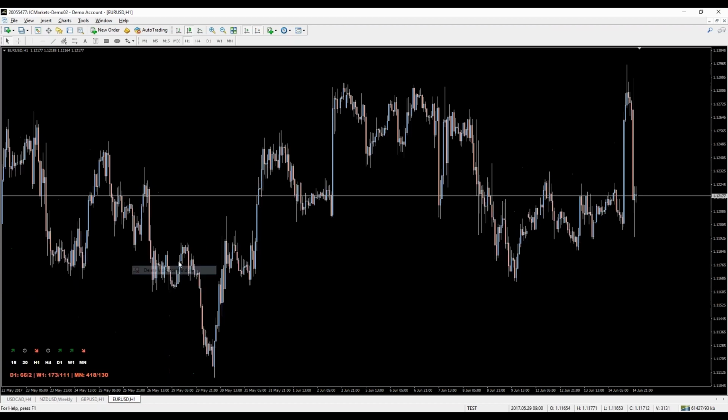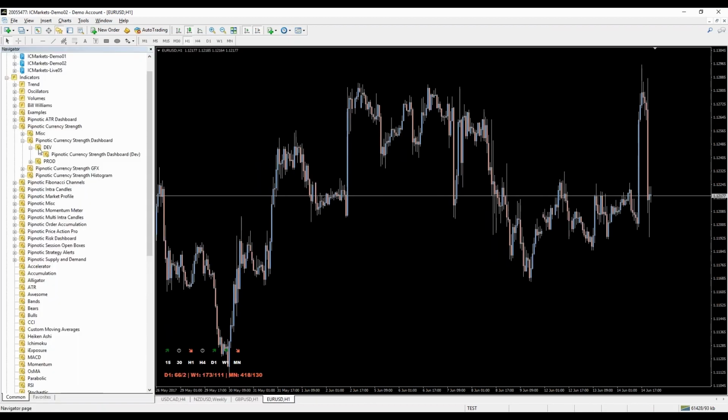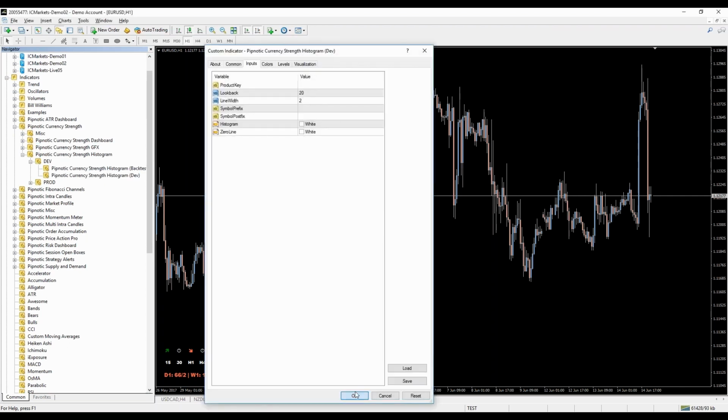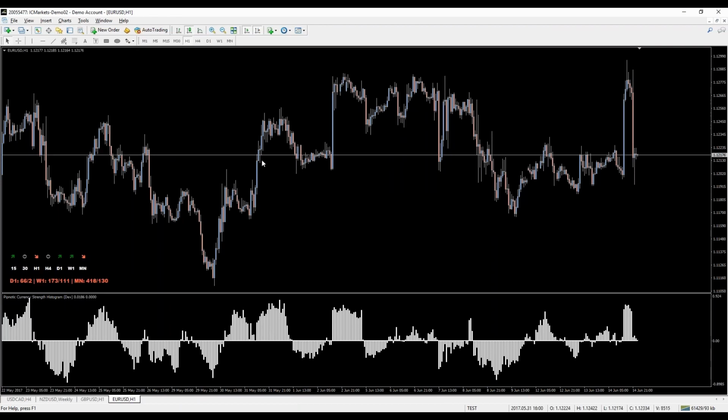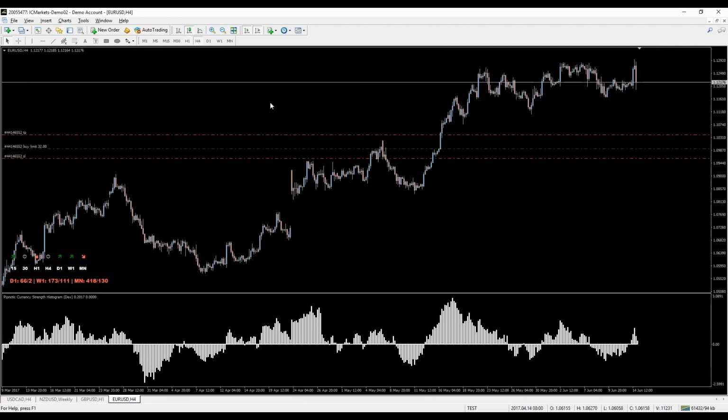But there's another one that we have, and this is a different representation of the same information, but it is only visible on the time frame and the currency pair that we look at. And you can see here that when price is moving up like so, when we have the histogram above the zero line, you want to be buying, and when you see it below the zero line, you want to be selling. And this is pretty interesting for other reasons than that.